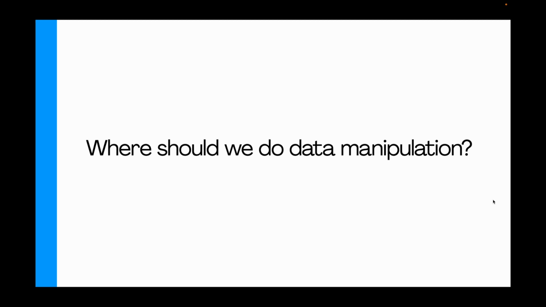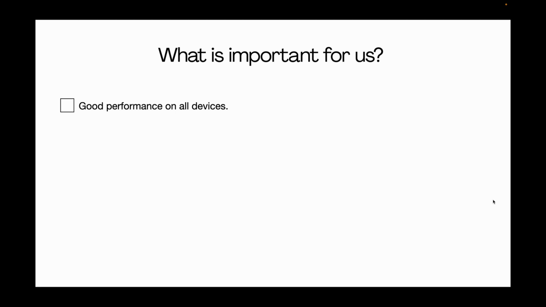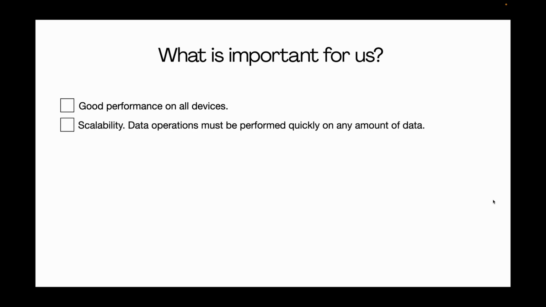The next question is, where should we perform data manipulations? Data manipulations include tasks such as sorting, filtering, and searching files. We have two options here. We can perform these tasks on the client or on the server side. Both approaches have their advantages and disadvantages. Before we choose one of them, we need to determine what is most important to us. We anticipate that our application should perform efficiently on all types of devices and be highly scalable. Data operations must remain fast regardless of the data size.